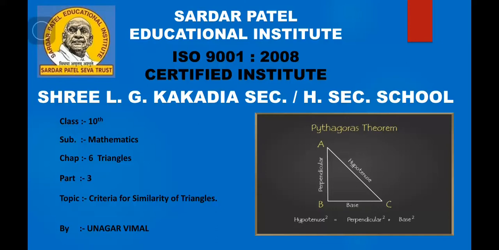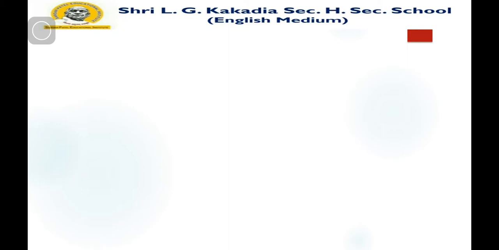Good morning, students. Here we are learning chapter number 6, Triangles, and it is part number 3. Here we are going to learn the topic that is criteria for similarity of triangles. As we know, for the similarity of triangles there are two conditions to satisfy. If two triangles are similar, then these two conditions must be satisfied.